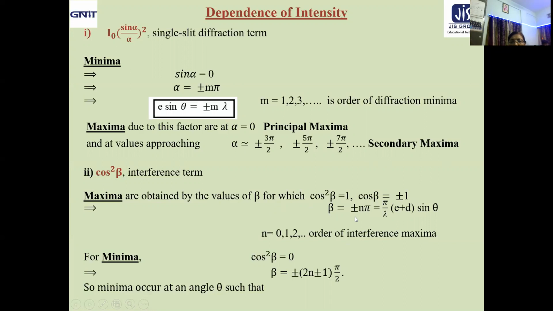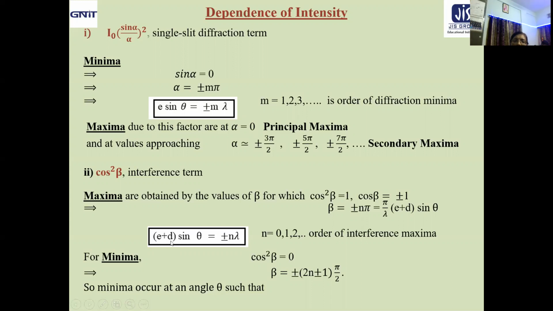And what is the value of beta? That is pi by lambda into e plus d sine theta. By putting the value, you can get the condition of interference maxima, I'm sorry, condition of interference maxima in terms of path difference: e plus d sine theta equal to plus minus n lambda. n is the order of interference maxima and lambda is the monochromatic wavelength you are using for the diffraction purpose. And e plus d, e is the width of each slit and d is the separation between the two slits.